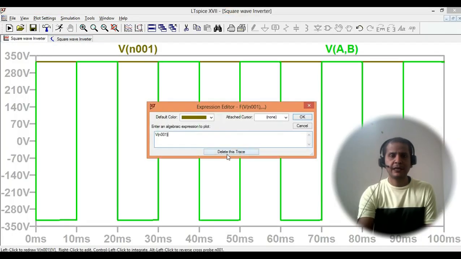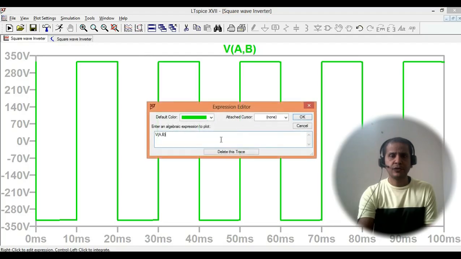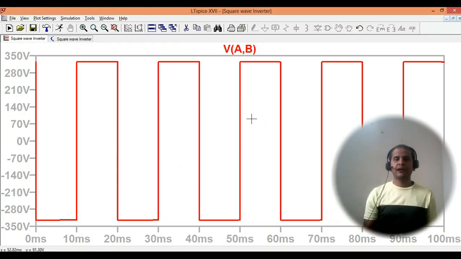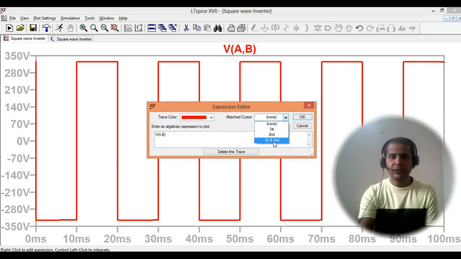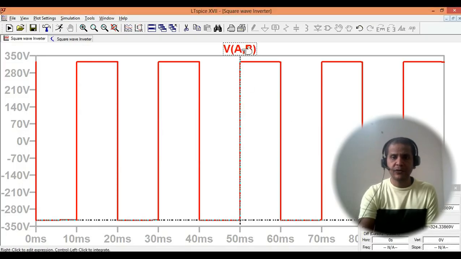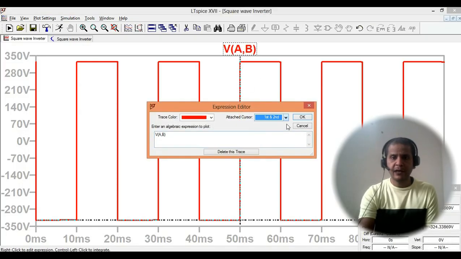Now I'm going to delete this. I am going to show you the inverter output. Now can you see, this is your square wave inverter, and if you want to measure the frequency, you can attach the cursor and you can measure the frequency 1 and 2.